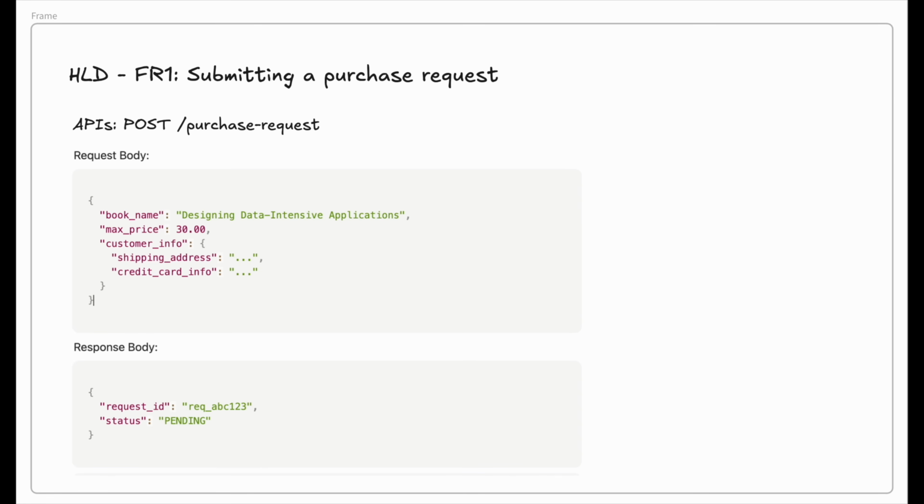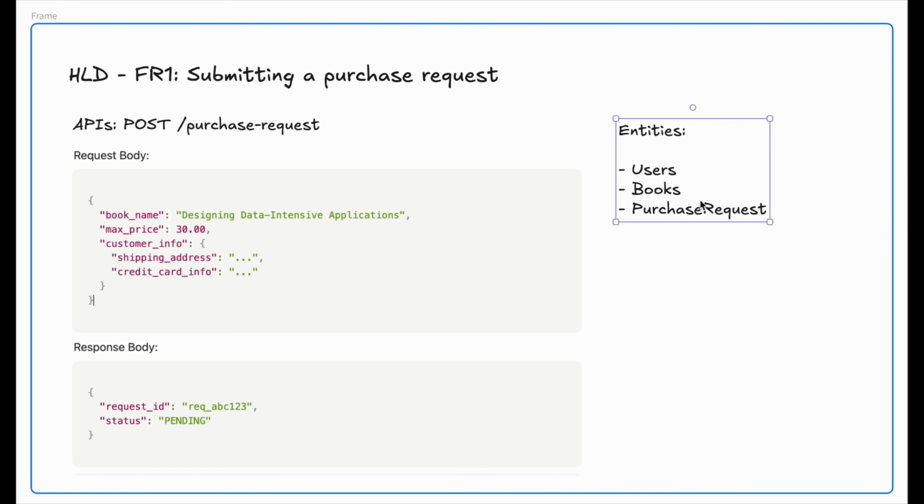Now let's look at the entities involved. First, we have the user, the end customer making the request. Second, the book, treated as a unique identifier like an ISBN or title. And finally, the purchase request. This is the heart of the flow.